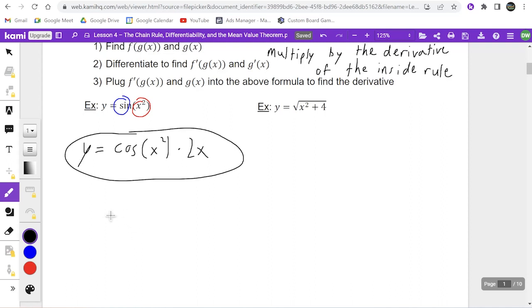If you want to write it a little nicer, you can write the 2x out in front, but it's the exact same thing. I'm not going to make that a requirement. Both answers are completely fine.